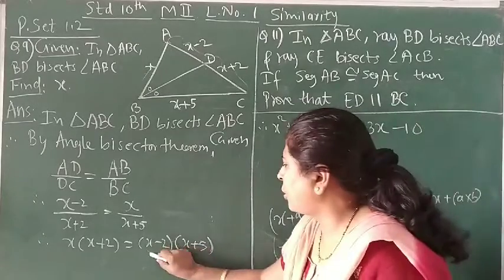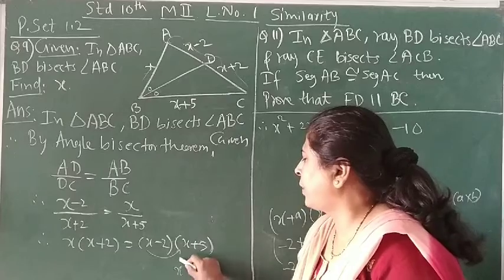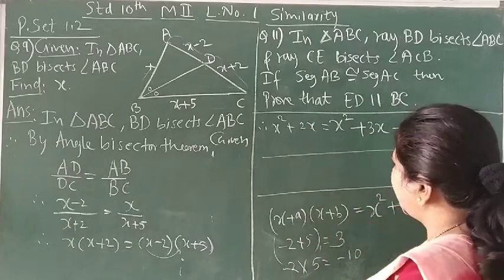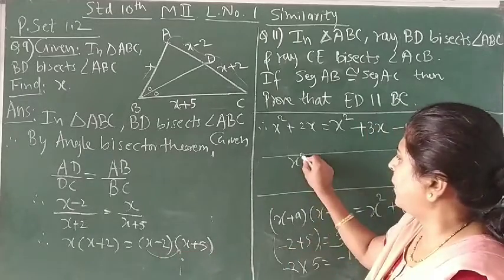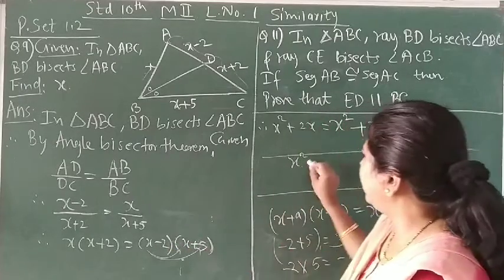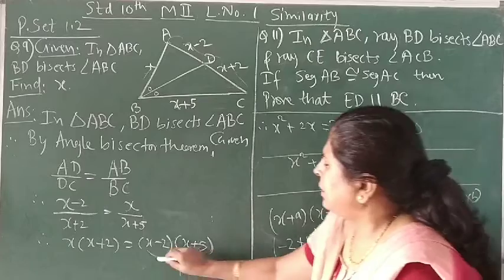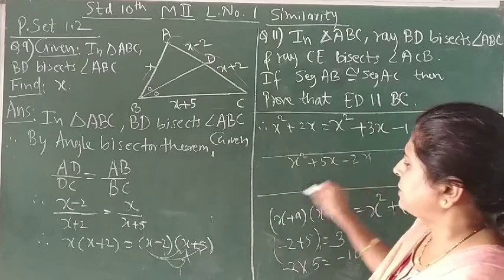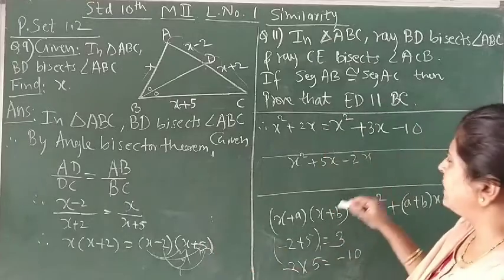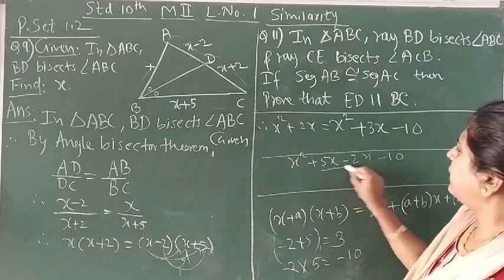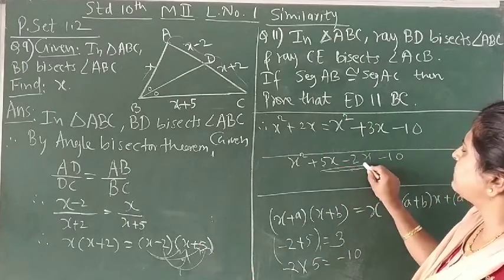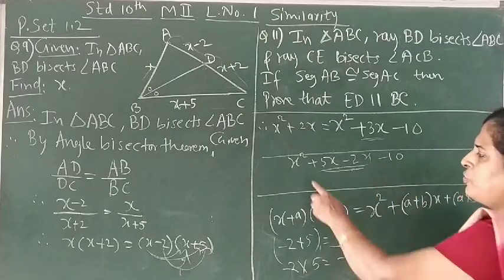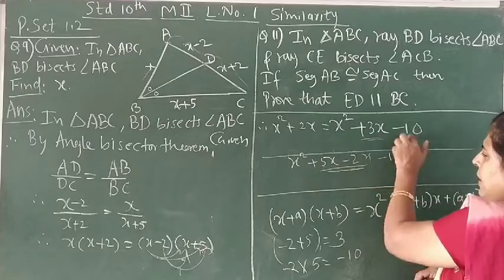Otherwise, you can take the product with x into x as x square. Or the alternate method: x into x is x square, then x into plus 5 is plus 5x, then minus 2 times x is minus 2x, and then minus 2 into plus 5 is minus 10. When you simplify plus 5x minus 2x, you get plus 3x. Whichever is easier for you. So x square plus 3x minus 10.